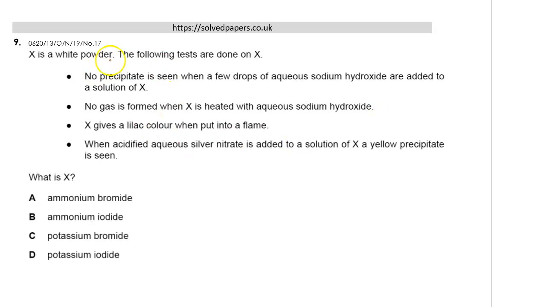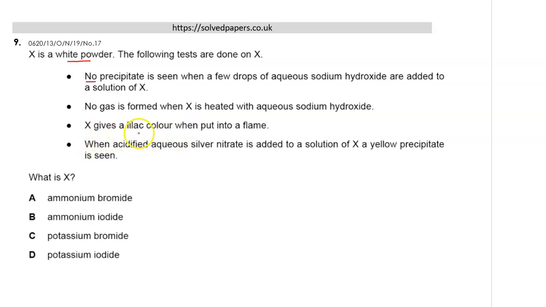Question number 19 from variant 1-3. This was question number 17. X is a white powder. The following tests are done on X. No precipitate is seen when a few drops of sodium hydroxide are added to the solution of X. No precipitate is seen. Note that. No gas is formed when X is heated with aqueous sodium hydroxide.